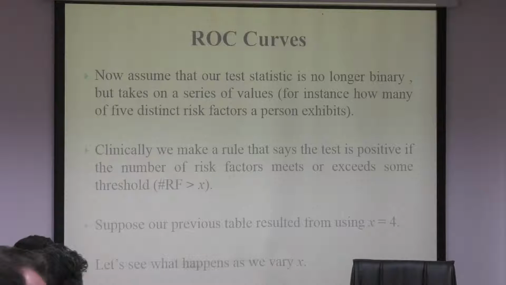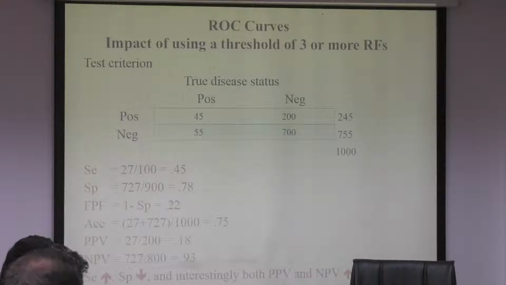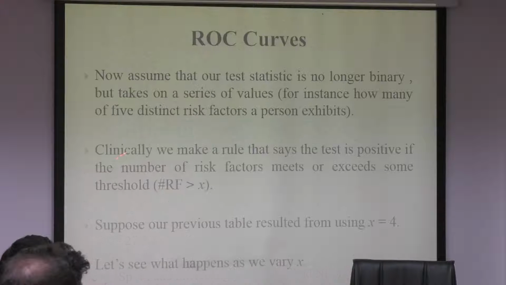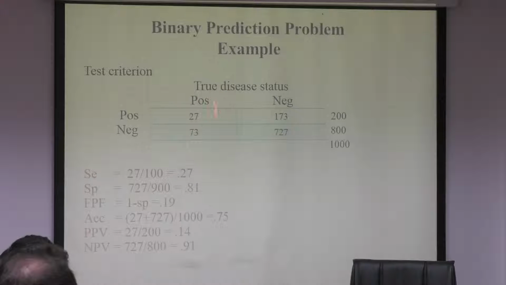Now, let us see what happens as we vary x. Assume that I change the cutoff point from 4 to 3 or more risk factors. Are you with me? All right. According to this, everything changes. We still have 1,000 people. I still have the same positives, right? I have 900 here and 100 here, as in the previous table. I had 100, I had 900. Why? Because the prevalence didn't change. All that I changed here is the cutoff point.